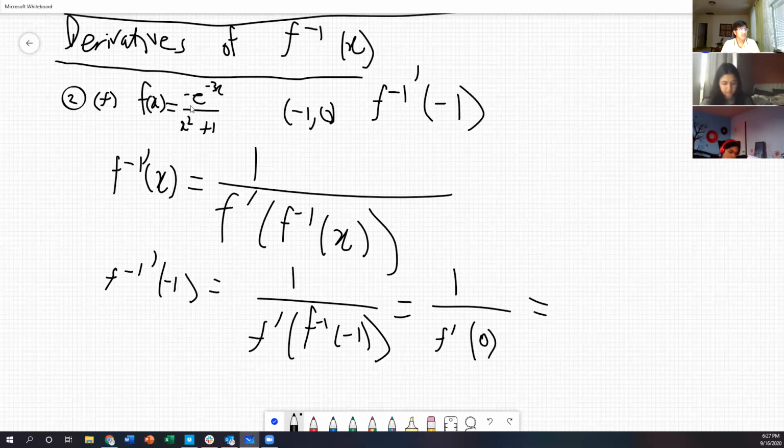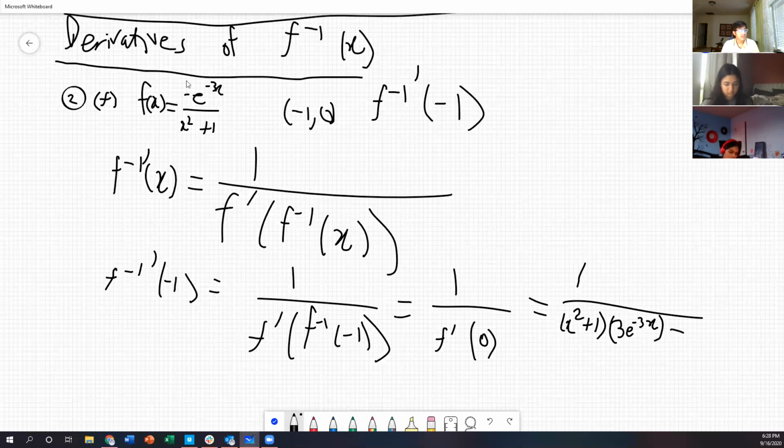Now, if we take the derivative of f(x), then we can find f prime of 0. So what is f prime of x? Let's write it in terms of x first, and then plug in the 0 later. Let's just use the chain rule. We'll have low, x squared plus 1, d high. The derivative of the top is negative e to the -3x, but then we have to take the derivative of the exponent, which is -3. This becomes 3e to the -3x. So low d high minus high.